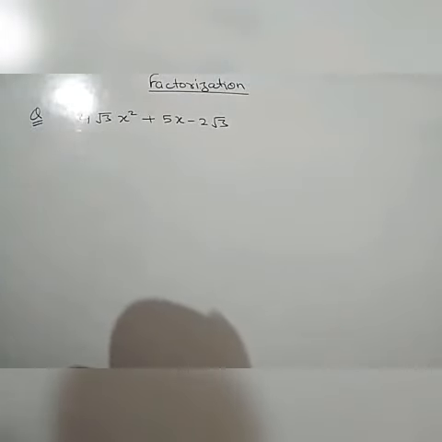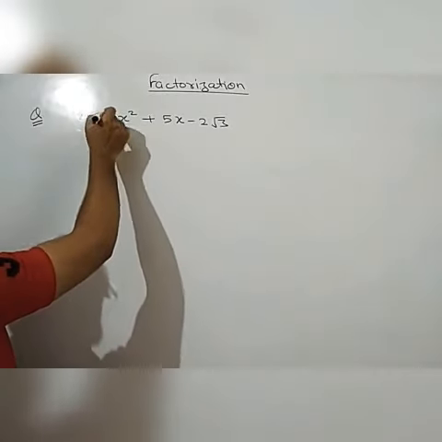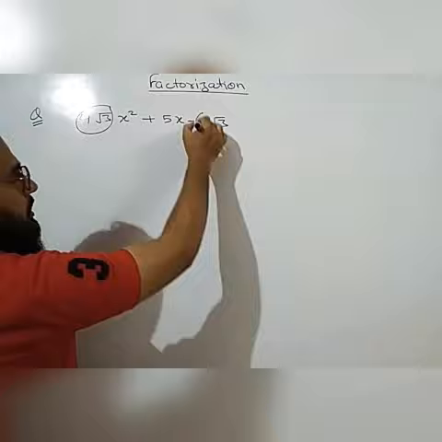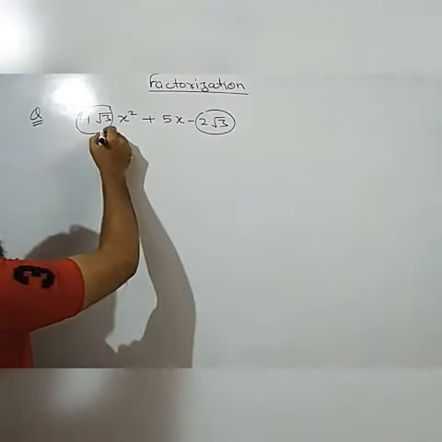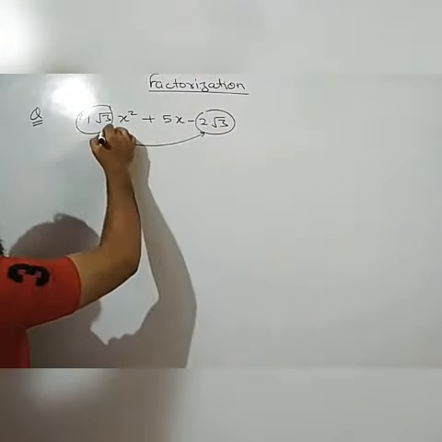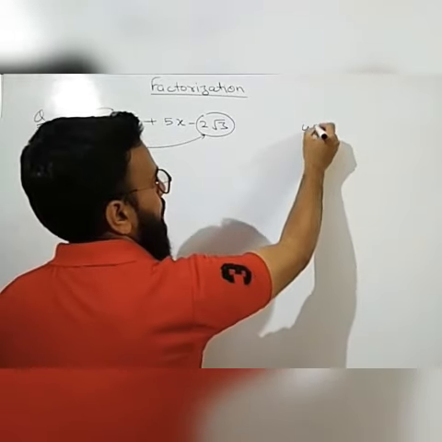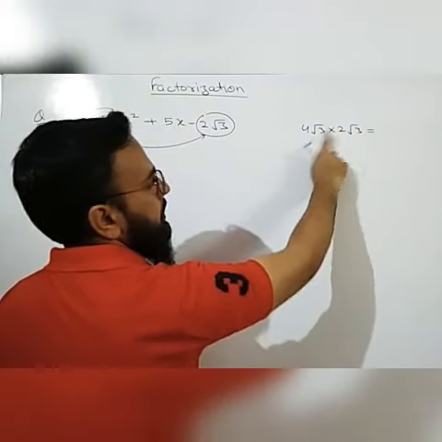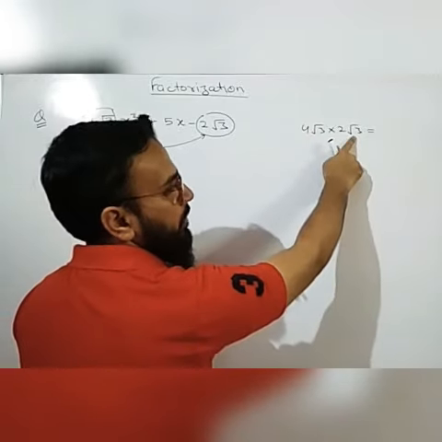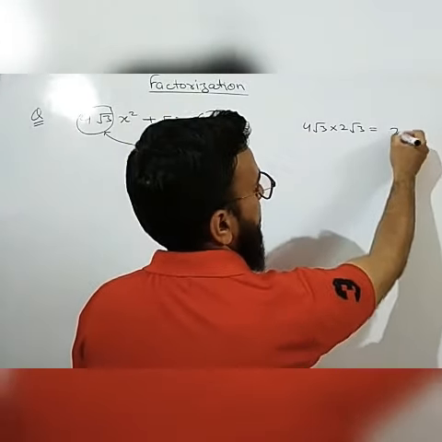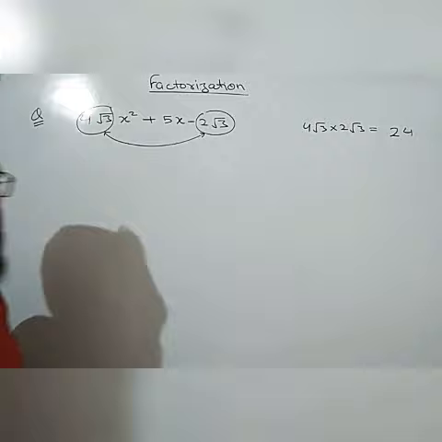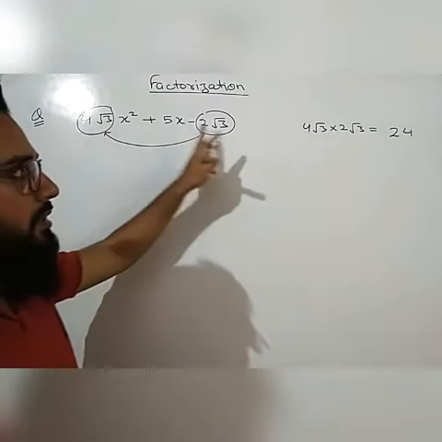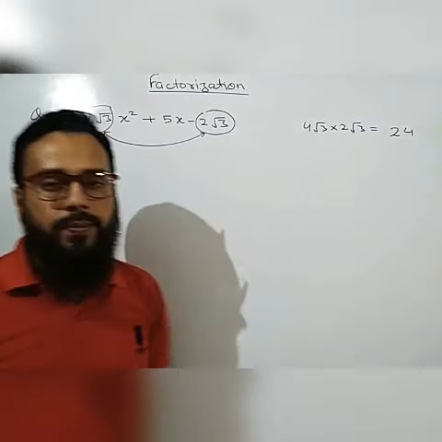So first step, we will multiply the coefficient of x square, that is 4 root 3, with the constant term which is 2 root 3. So when we multiply these two terms, what will we get? 4 root 3 into 2 root 3. It will be equal to 4 into 2 is 8, and root 3 into root 3 will be equal to 3. That means 8 into 3, which will be equal to 24. So the product of the coefficient of x square and the constant term is 24.